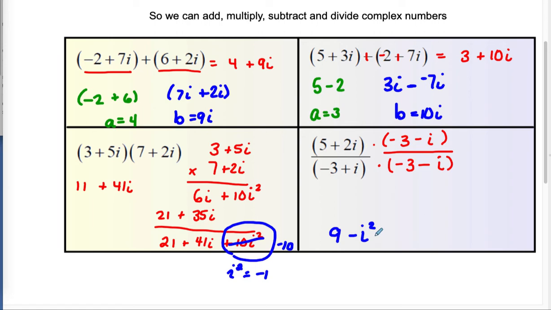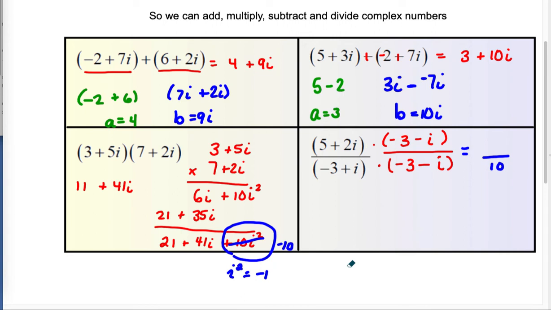Moving on with this, we know that i squared is negative 1 again. So this is really 9 minus a negative 1, which means the bottom ended up being the number 10. And you know that you cannot divide by a radical, correct?